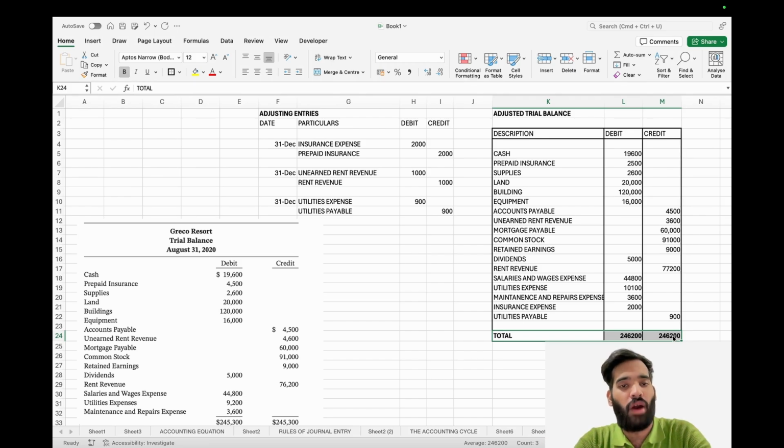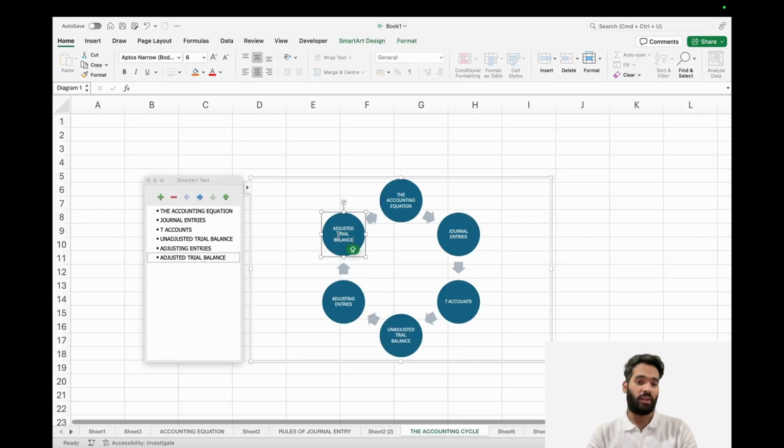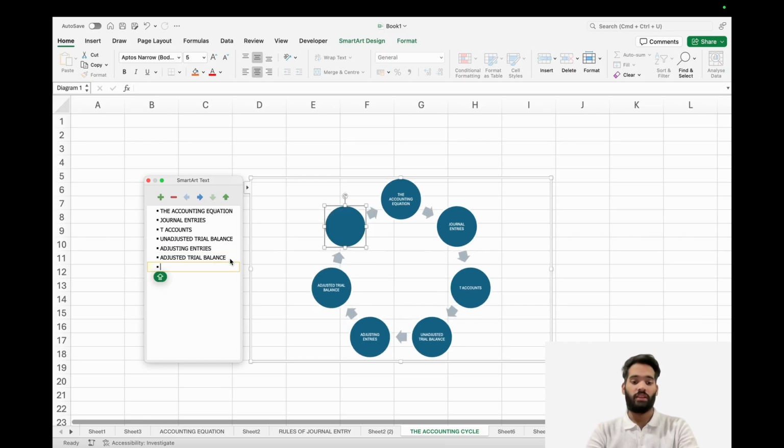Done. So I hope you understood how we go from the unadjusted trial balance to the adjusted trial balance, and you saw the importance of adjusting entries to help you get there. Let's talk about the next step in the accounting cycle, which is called the financial statements. Now this is what we mean by financial reports that we make at the end of the accounting period. These are called financial statements because they help us understand the financial performance and the financial position of a business.